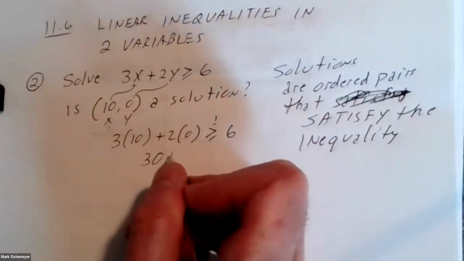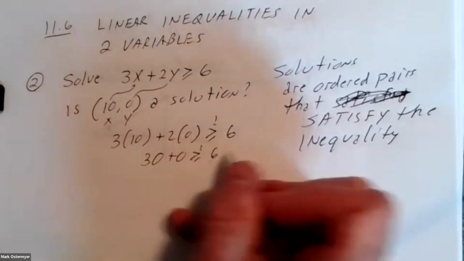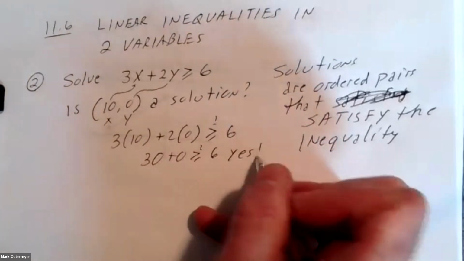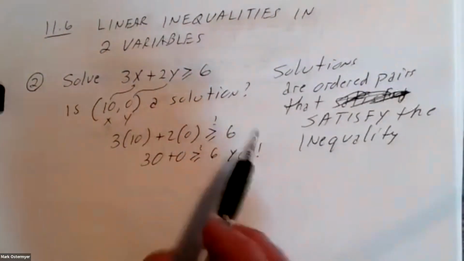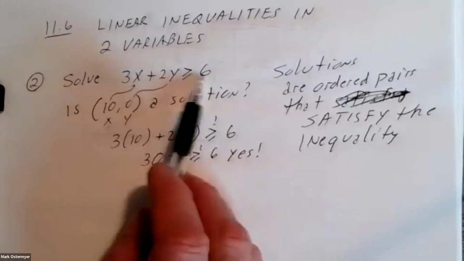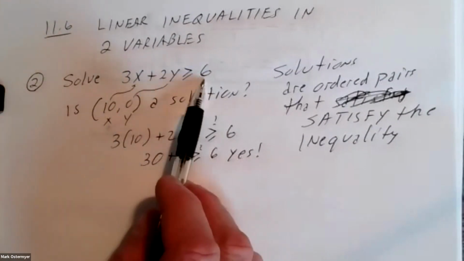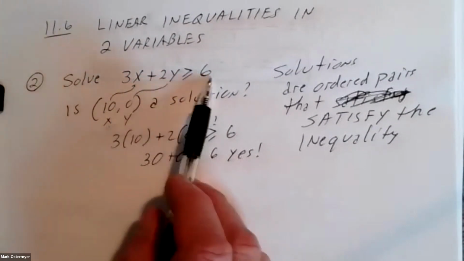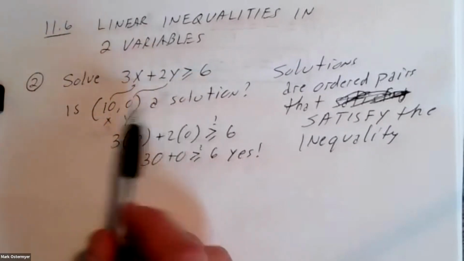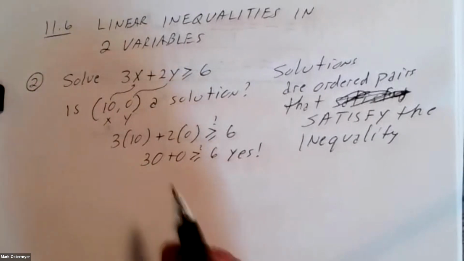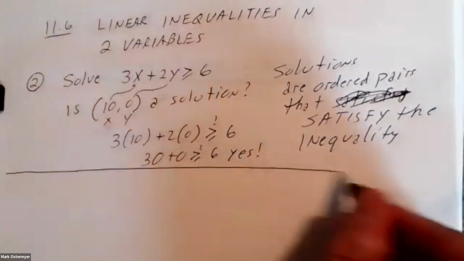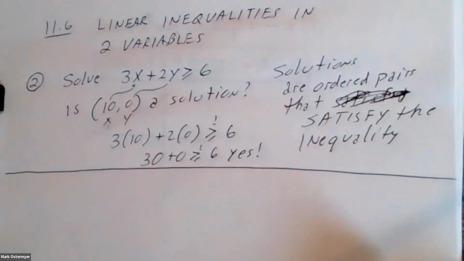Is 30 plus 0 greater than or equal to 6? The answer is yes. So I have found one ordered pair solution to that inequality in X and Y. It's 10, 0. But ladies and gentlemen, trust me when I say this, this has not one ordered pair solution, but an infinite number of them. So there's no way I'm going to sit here and enumerate all the infinite solutions, because if I did, I would be here till the end of time or death, whatever grabs me first.